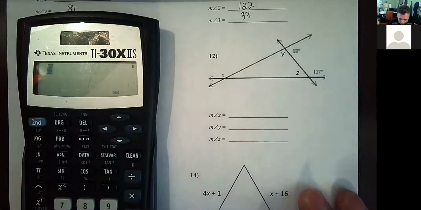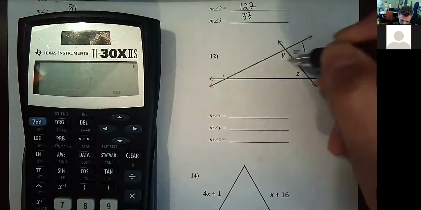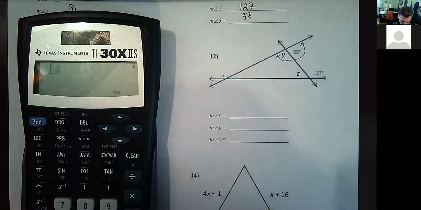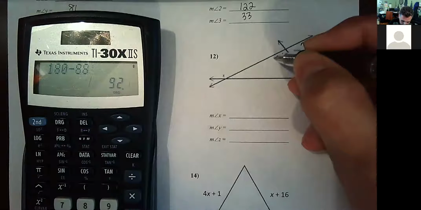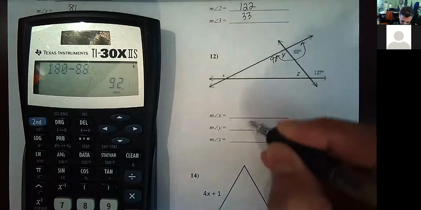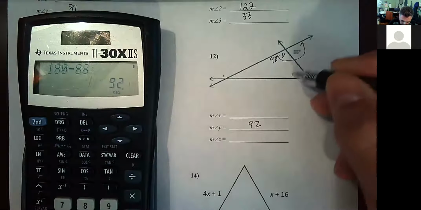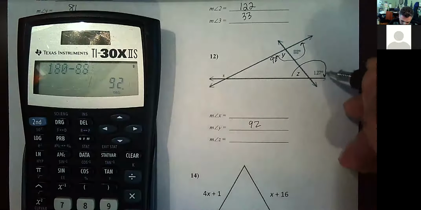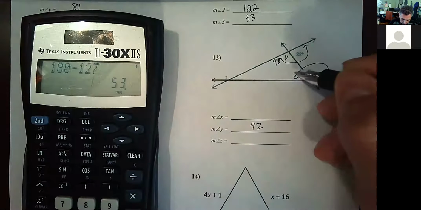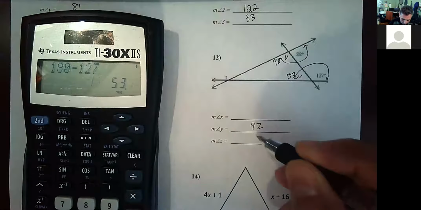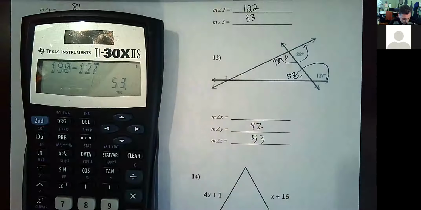So again, what you have to notice is these make a linear pair. So to figure out Y, it's 180 minus 88. So Y is 92. I'm just going to put 92 up here. And then to figure out Z, you do 180 minus 127. So Z is 53. And then again, I'm going to solve this one different.